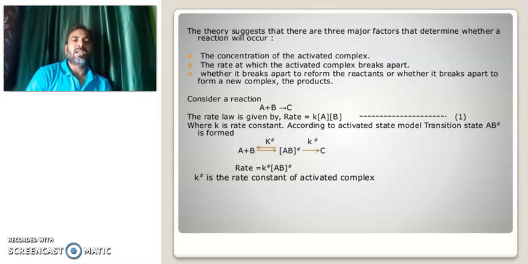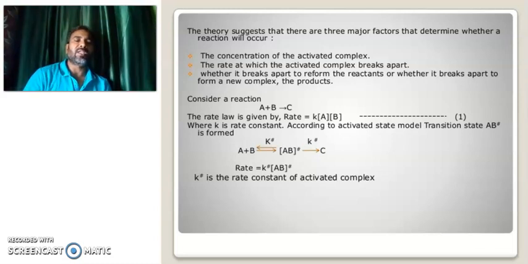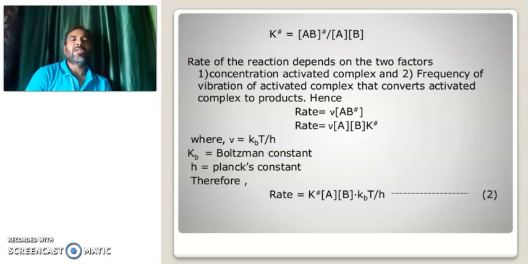So consider a reaction A plus B gives C. The rate law is given by rate is equal to k[A][B], where k is the rate constant. According to the activated state model, the transition state AB‡ is formed, or AB hash. A plus B gives AB‡, which gives C. So rate is equal to k‡[AB‡], where k‡ is the rate constant of the activated complex. Now K‡ is equal to [AB‡] divided by [A][B].